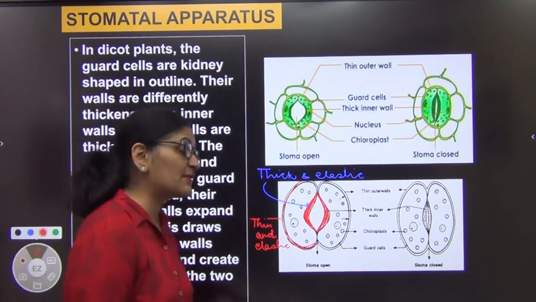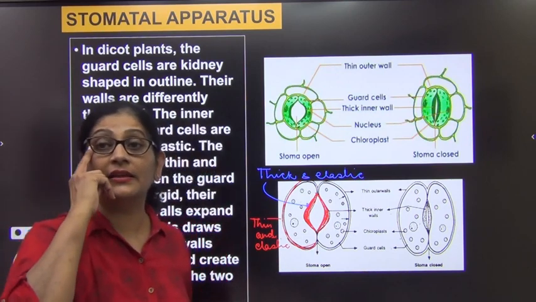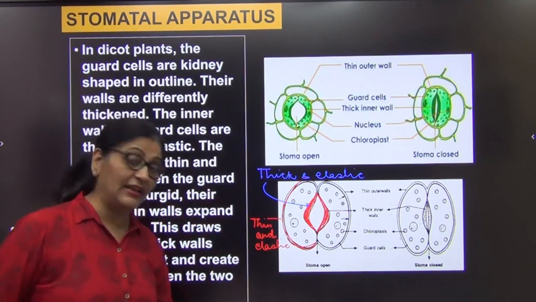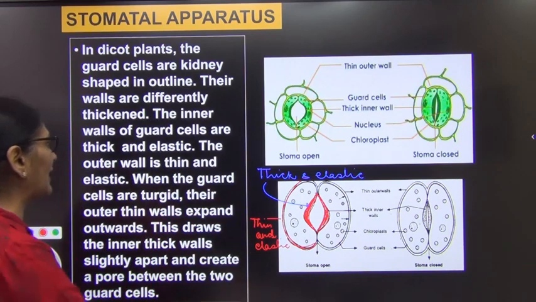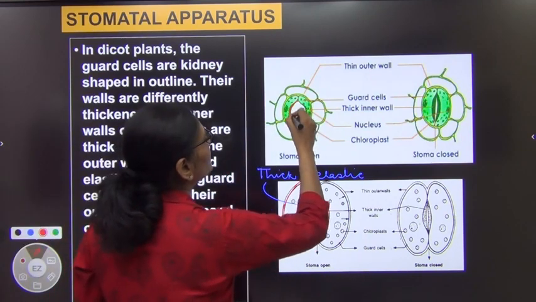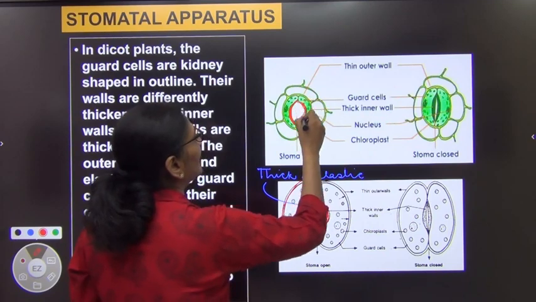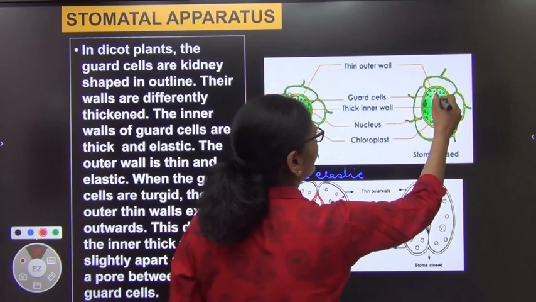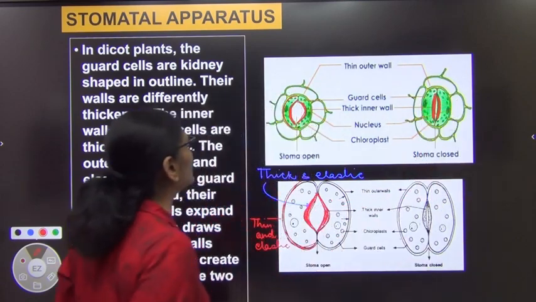ठीक, now what happens because of this? When I say thin and elastic, what do I mean? जब मैं कहती हूँ कि बाहर का दीवार thin and elastic है, तो what do I mean? आप यहाँ पर भी देखोगे, यहाँ पर भी मैंने जो diagram बनाया है, you will see that this wall I have made thick and this wall I have made thin. Here also you can see this wall is thick, and the outer wall is thin.